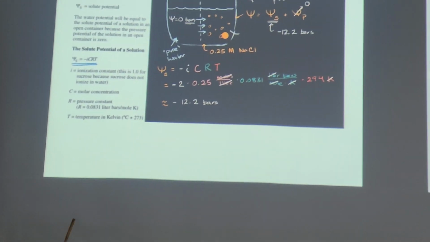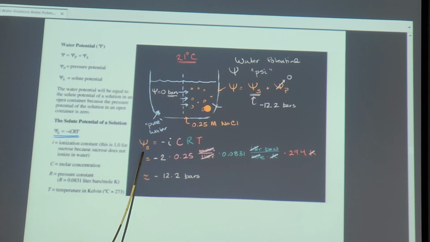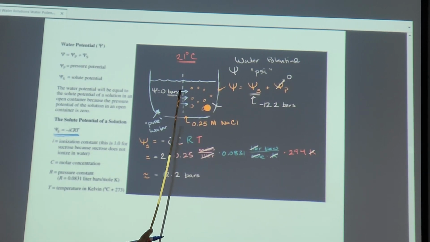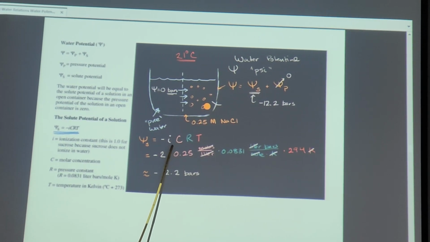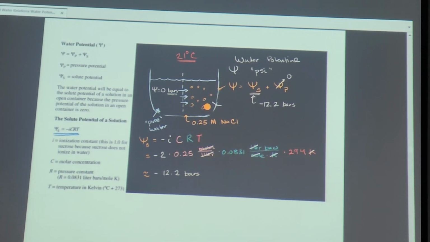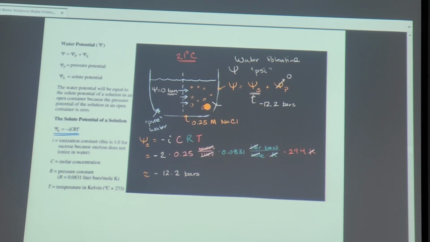So let's look at this example here. We want to calculate the solute potential for this sodium chloride. We know this is the formula for solute potential: the negative, times ionization constant, times R, which is the pressure constant, times temperature in Kelvin. For the ionization constant, sucrose does not ionize in water, therefore the value is 1. Sodium chloride, is it an ion or a molecule? Sodium chloride can dissolve in water, and when it dissolves, it dissociates into how many? 2. So that's why I put 2.